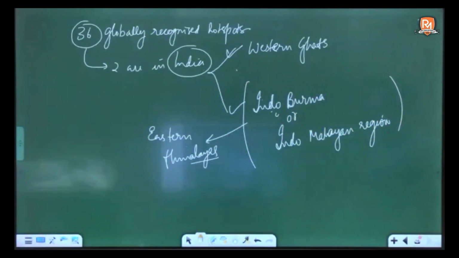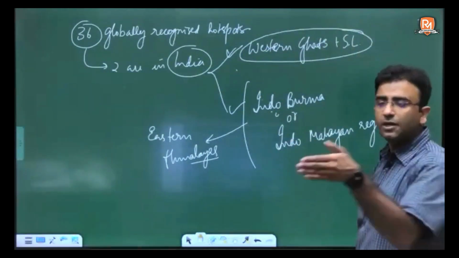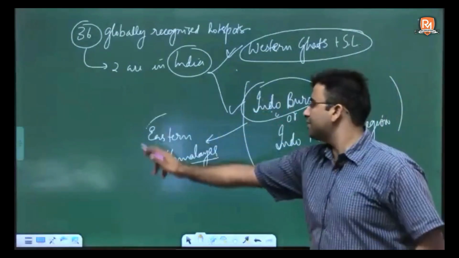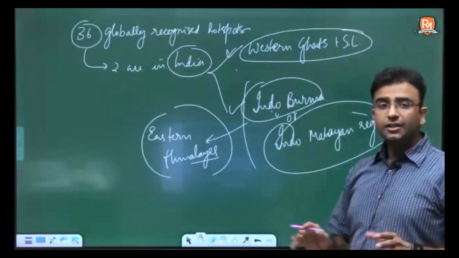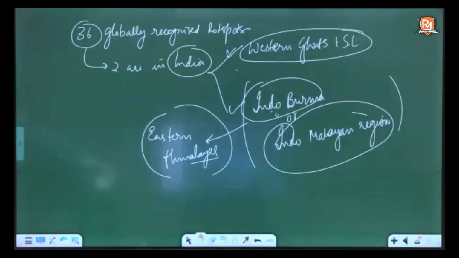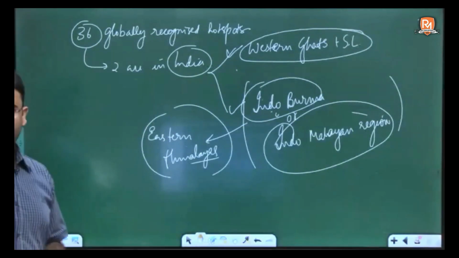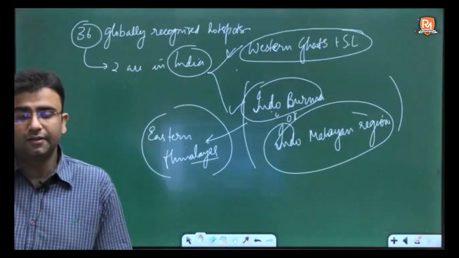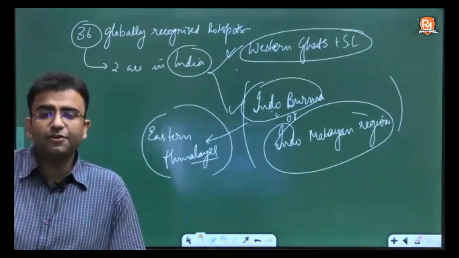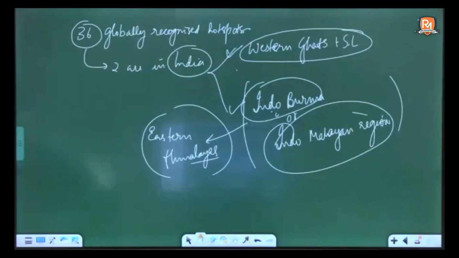You may be given Western Ghats plus Sri Lanka. Yes, this is the correct name of the region. Western Ghats plus Sri Lanka, Indo-Burma, Eastern Himalayas or Indo-Malayan region. These are the important biodiversity hotspots which are related with India. Apart from this, you do not need to remember anything. All right, let's move ahead. Biodiversity hotspot is done. Let's now look into the red data book.